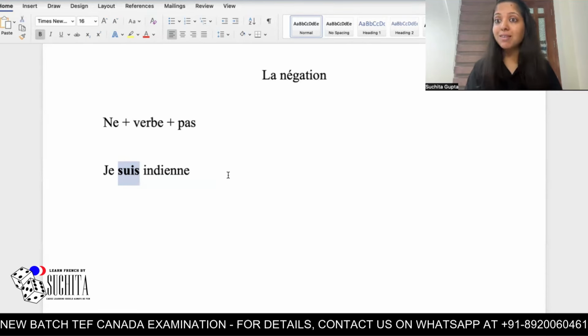So the sentence is je suis indienne. Now, I want to make it negative. So what do I have to do? I have to search for the verb, which is suis. Then put ne before the verb and pas after the verb, which will make it I am not Indian. Je ne suis pas indienne.